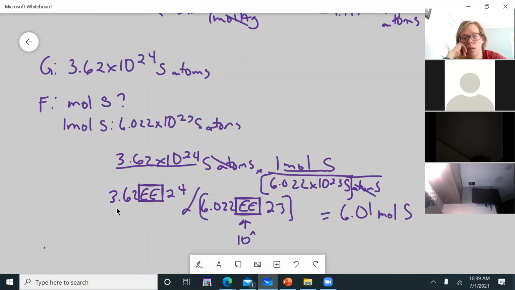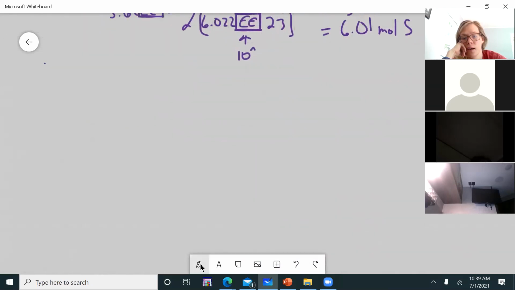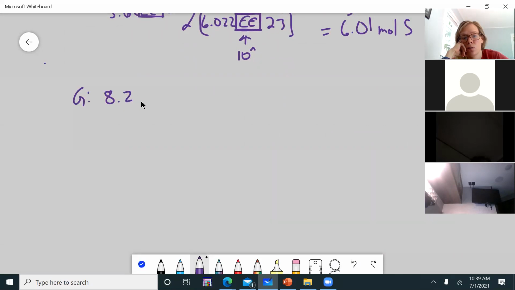Okay, we'll do one more. This same thing applies if you have a molecule. So given that we have 8.2 moles of water, I want you to find water molecules. I will give you 2 minutes for that.